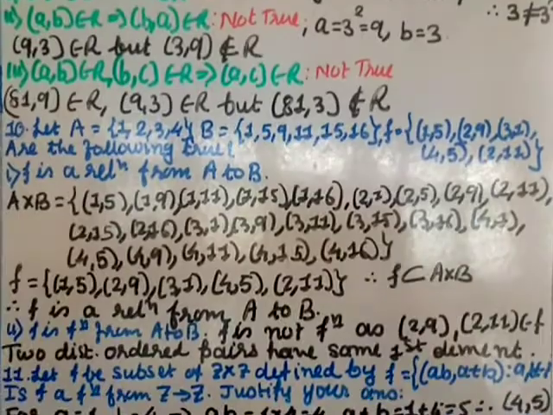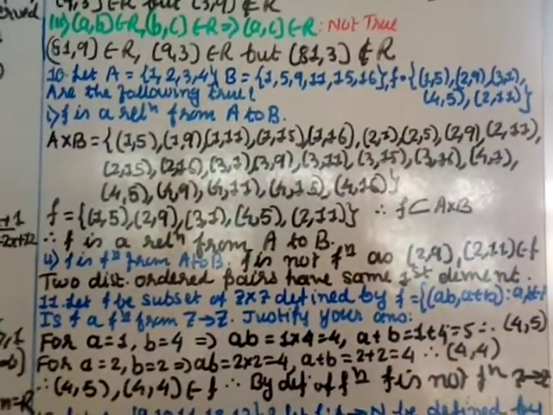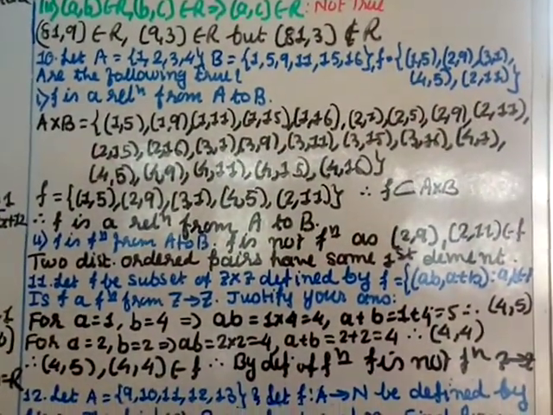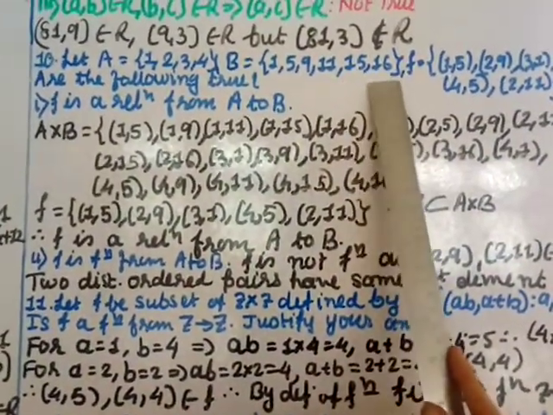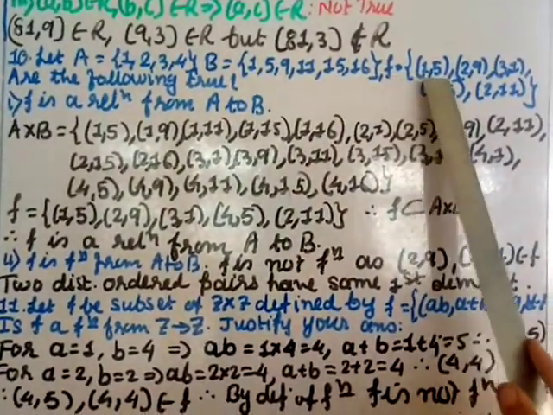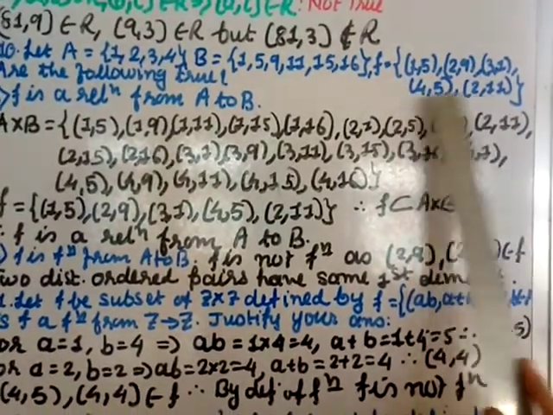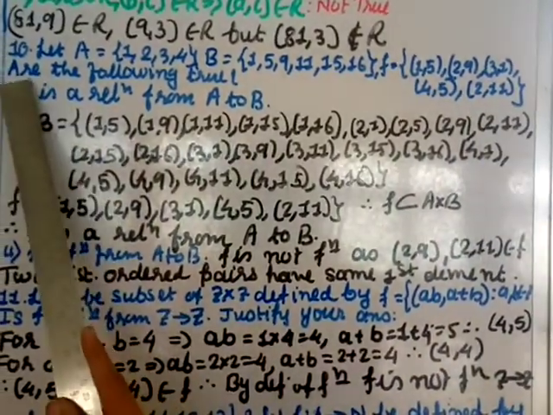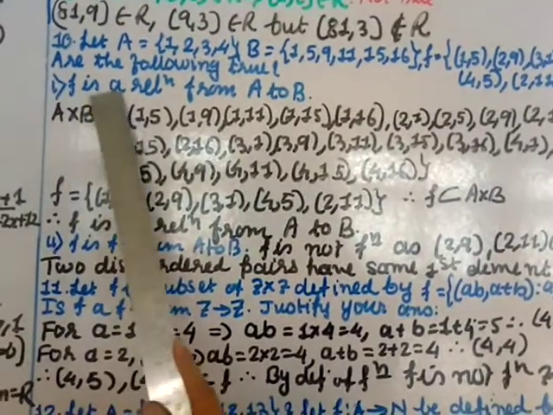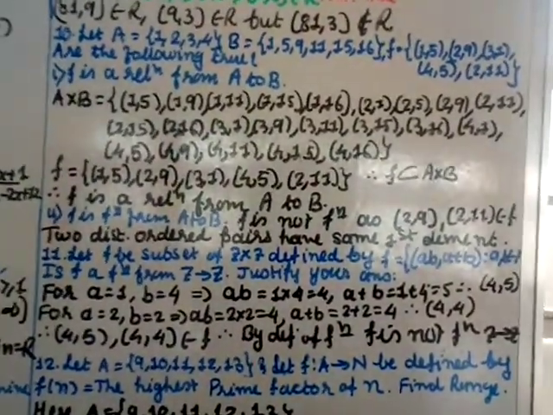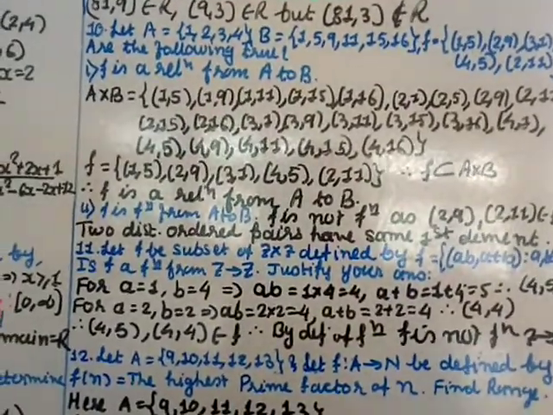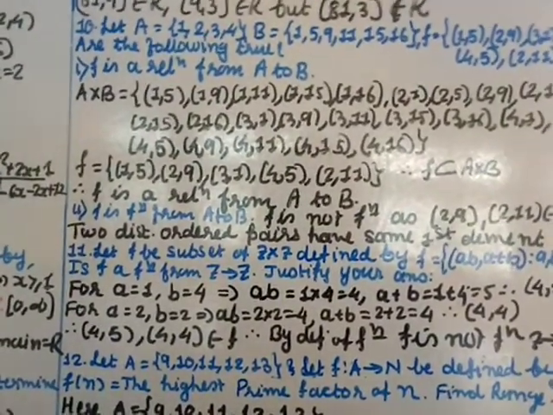Question number 10. Let A be equal to {1, 2, 3, 4}, B equal to {1, 5, 9, 11, 15, 16}, and F equal to {(1, 5), (2, 9), (3, 1), (4, 5), (2, 11)}. Are the following true? Number 1: F is a relation from A to B. Now we know the definition of a relation: a relation is a subset of A cross B, where A cross B means the Cartesian product.